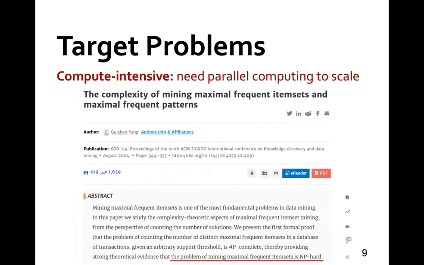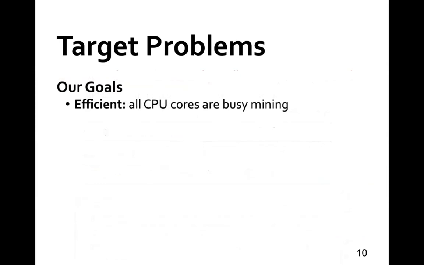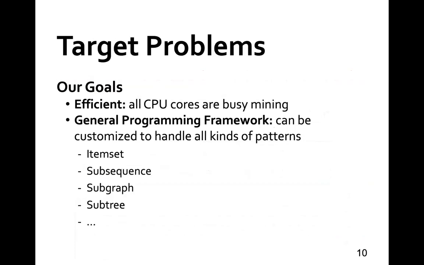In fact, frequent pattern mining is NP-hard, and it's important to utilize all CPU cores in a multi-core machine for effective pattern mining. Therefore, we aim to design a parallel framework that is able to keep all CPU cores busy in mining patterns. An important goal is to make our framework's programming interface general enough for mining all kinds of patterns. Note that the item set pattern is special because there's no order of the items in a set.